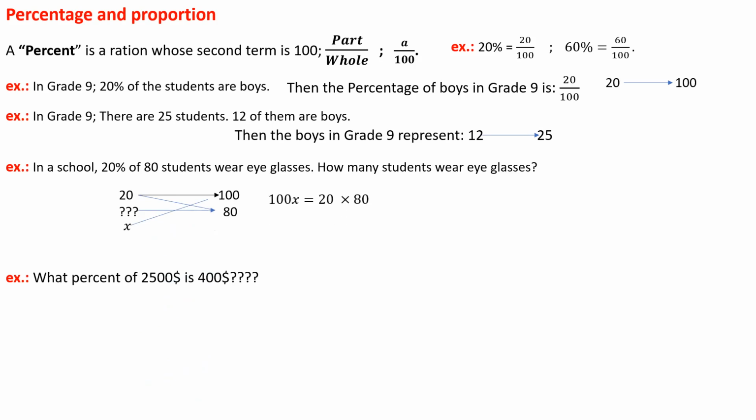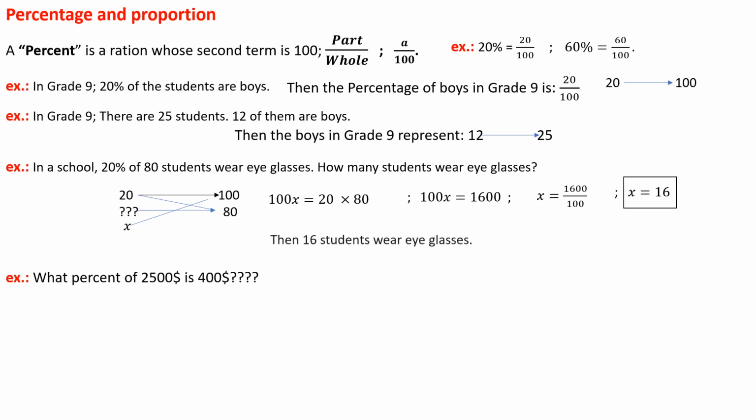X times 100 is 100x, equal to 20 times 80. So 100x equals 1,600. I solve this equation, so x is equal to 16. So the number of students who wear eyeglasses is 16. Now, what percent of $25,000 is $400?